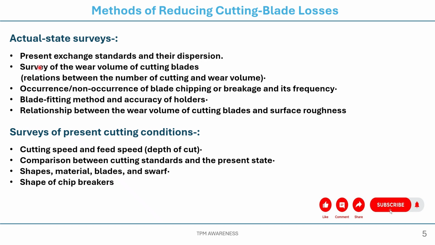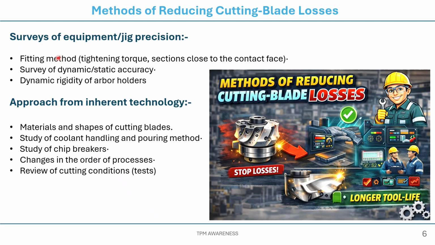So what are the methods of reducing cutting blade losses? Actual state survey, present exchange standard and their dispersion, survey of the wear volume of the cutting blades, occurrence or non-occurrence of blade chipping or breakage and its frequency, blade fitting method and accuracy of holders, then relationship between the wear volume of cutting blades and surface roughness. Surveys of present cutting conditions like cutting speed and feed speed, comparison between cutting standard and the present state, shapes, material, blades and swap, shape of chip breakers. Then surveys of equipment or jig precision, fitting methods, survey of dynamic or static accuracy, dynamic rigidity of arbor holders.